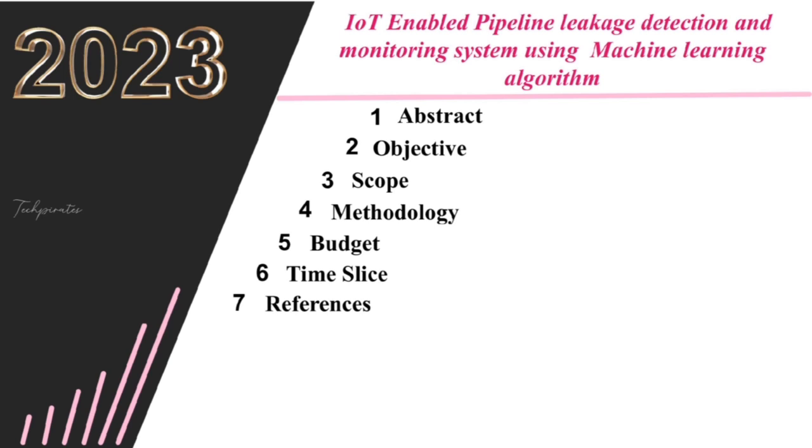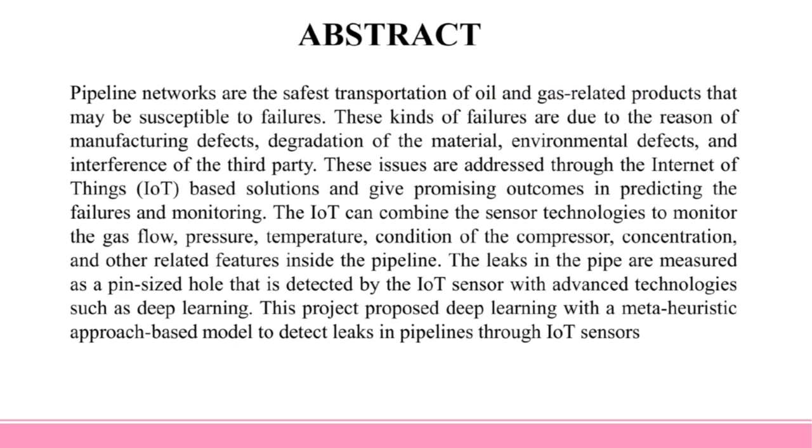Here we came up with an idea for the leakage of oil pipelines. To start with, let me briefly explain this concept. Transportation of oil is safest through pipeline networks. Conversely, there are many failures in this, that may be environmental failures or other factors. This scenario is addressed through IoT-based solutions to predict failures and monitor the system. IoT combines with sensor technologies to monitor temperature and pressure of the substance inside the pipeline.